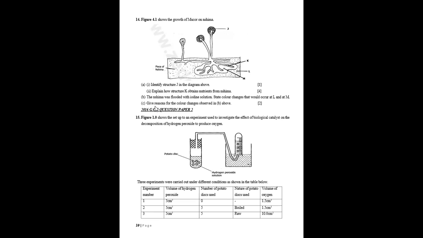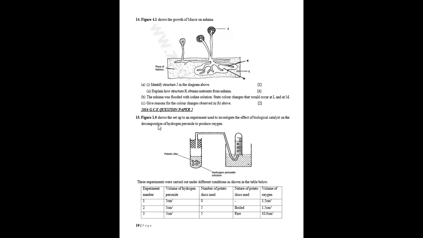Part C. Give reasons for the color changes observed in B above. At L, it is because of the presence of starch, and at M, it is because of the absence of starch, because starch has been converted to glucose by the enzymes secreted by the mucor.